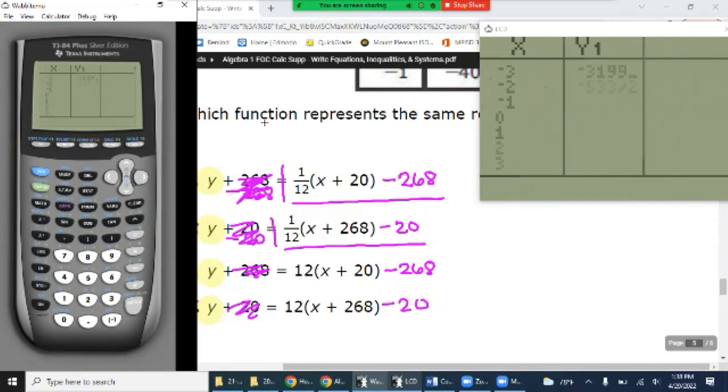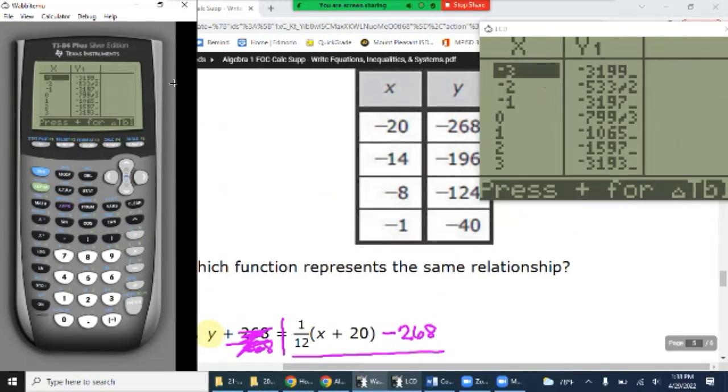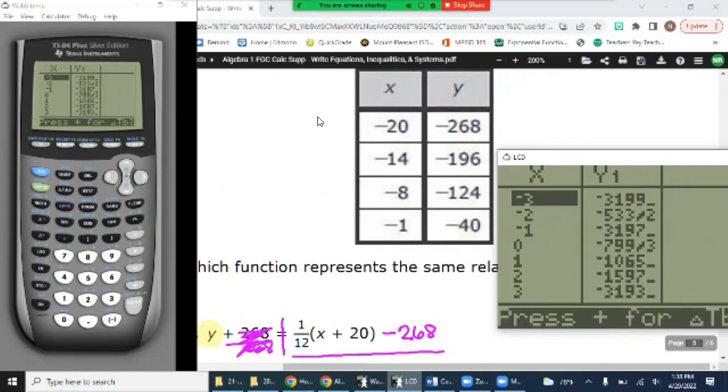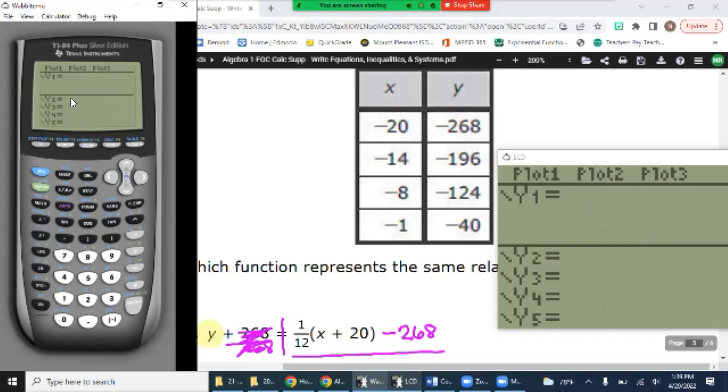Now press second graph. Go to the table. Does the -1 give me that -40 that I'm looking for? No, it gives me -3,197. So I'm going to assume that A is not the correct answer. I'm not going to jump the gun and go ahead and circle C. I'm going to actually type it in.